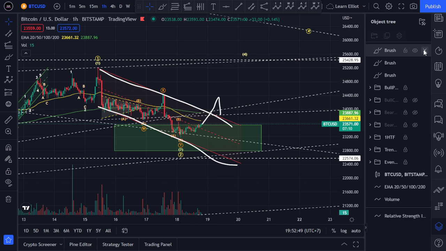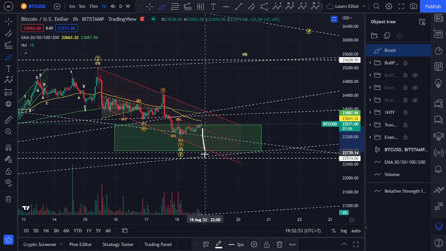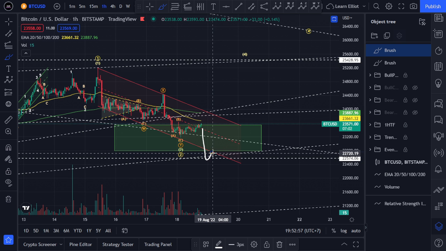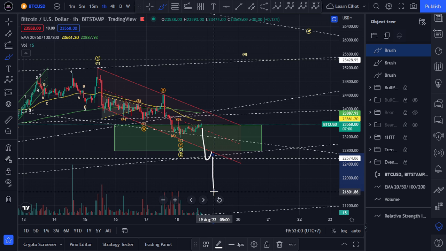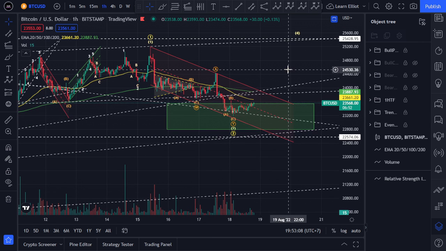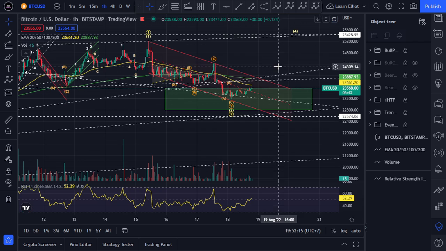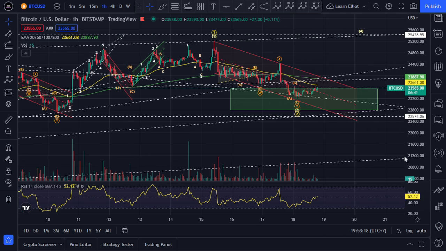But if the price actually breaks below this parallel channel, it's going to retest it as resistance, and then it's going back. With that being said, the bear case scenario will be more likely to happen. So that's my opinion, that's my view of the coin price here.